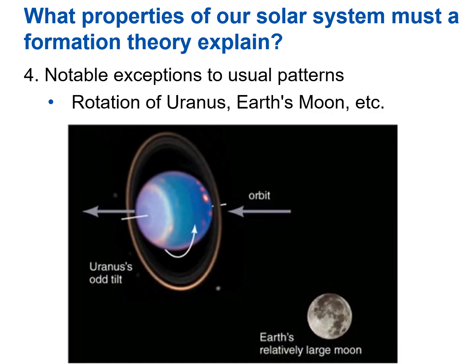And it should explain notable exceptions to the usual patterns, such as even though I said most planets rotate in that same counterclockwise direction, rotating on their axis, remember that Uranus is tilted on its side at about a 98-degree angle. Venus is upside down. So a good theory should explain why those are different.